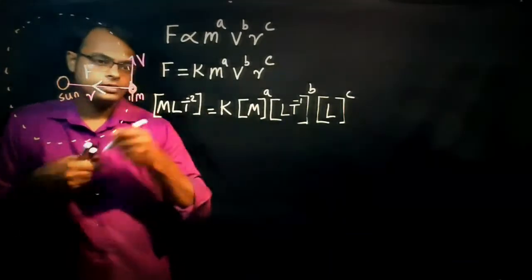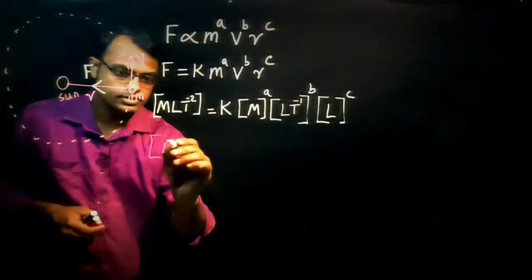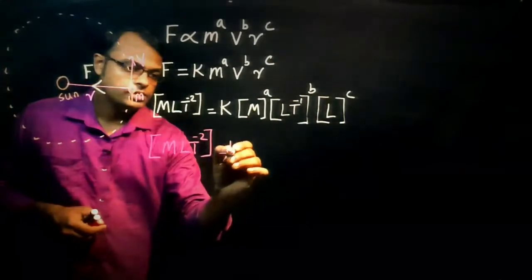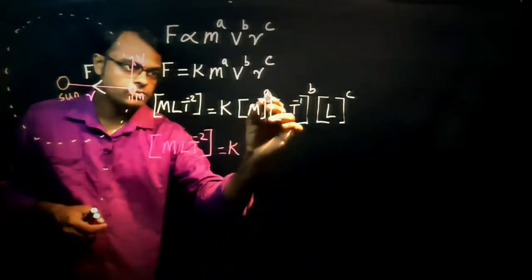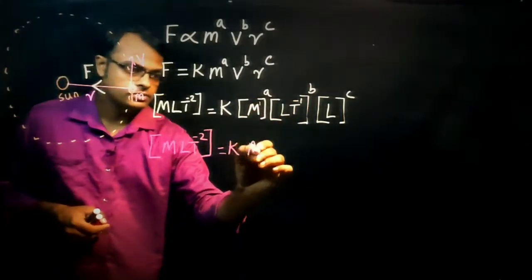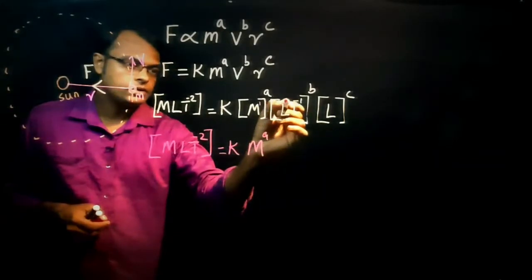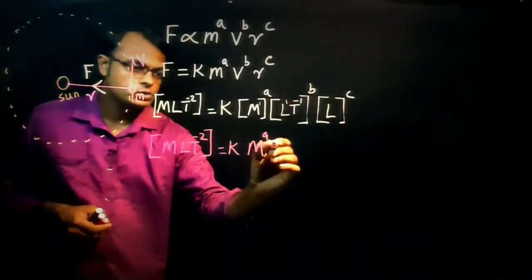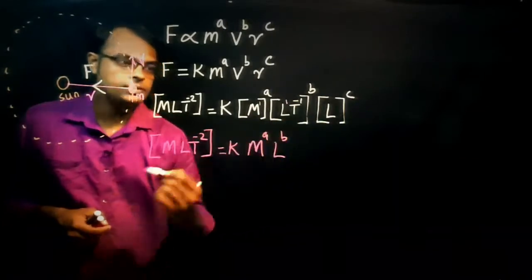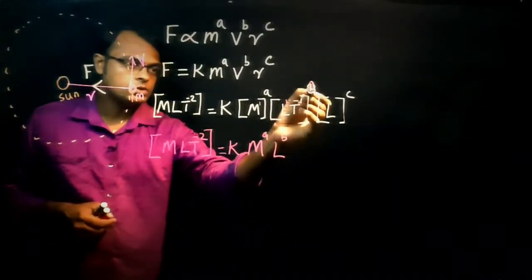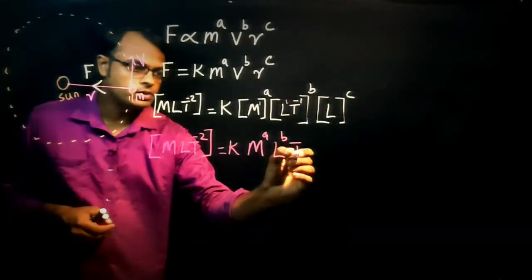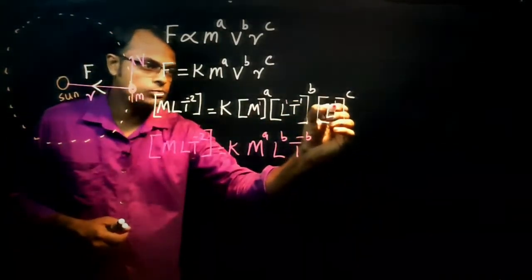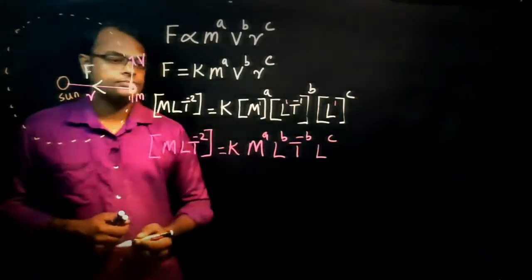Left hand side there is no change, so we write m l t to the power minus 2 is equal to k into m to the power a. Multiplying m to the power 1 into a, we get m to the power a. Now l to the power 1 into b is l to the power b. Then t to the power minus 1 all to the power b gives t to the power minus b. One more is length, l to the power 1 into c, that is l to the power c.